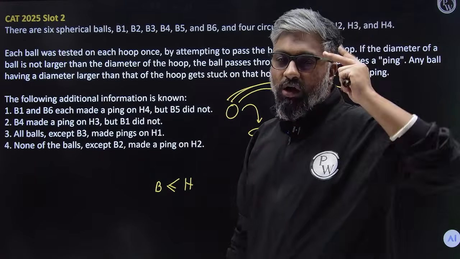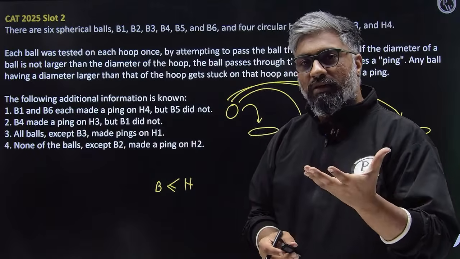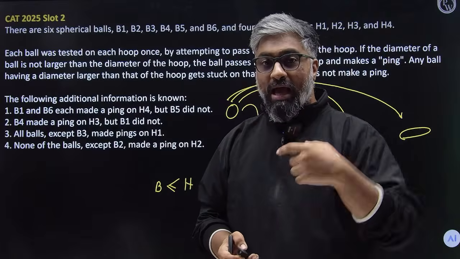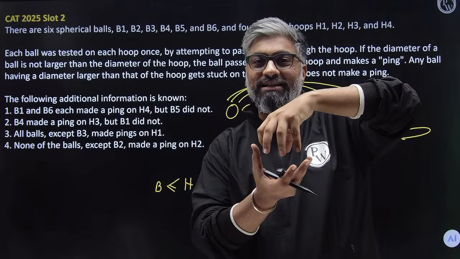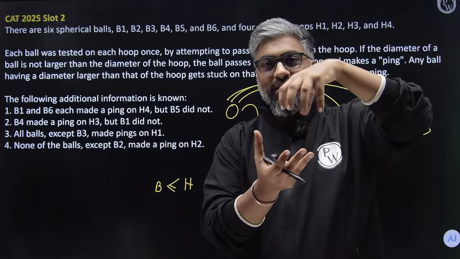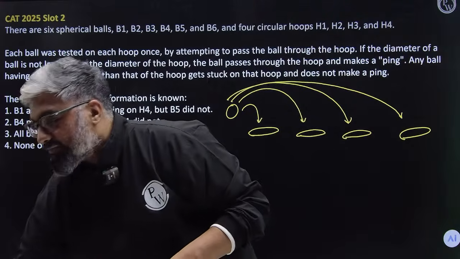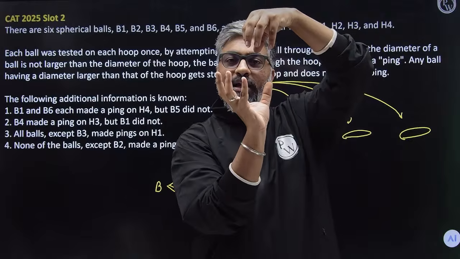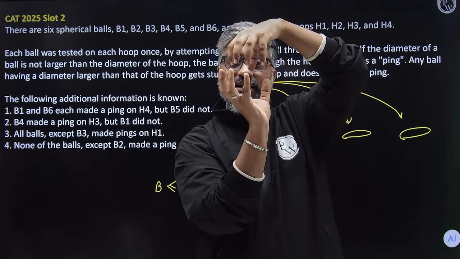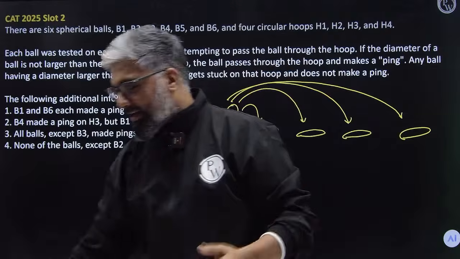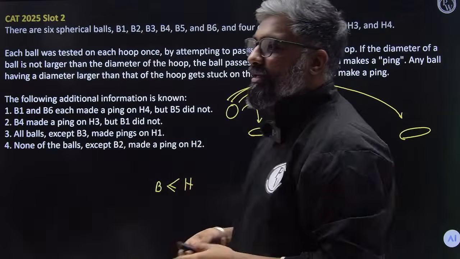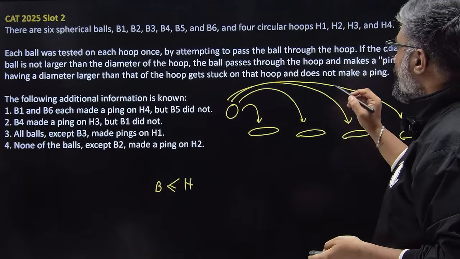So the ball's diameter should be either less than or equal to the hoop's diameter. Technically, if you think logically, if the ball and the ring both have the same diameter, what will happen? It will come in and get stuck, correct? It will not pass through because it's exact. It will come halfway and get stuck. So technically it won't pass through, but let's not overthink this. Let's continue with it.